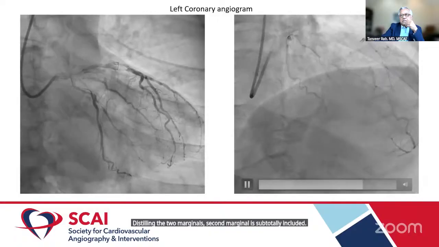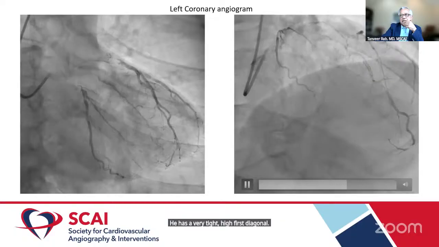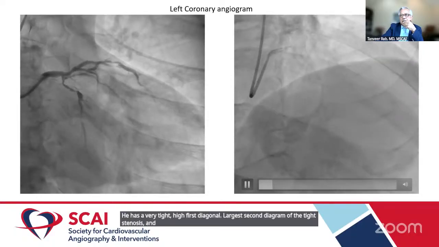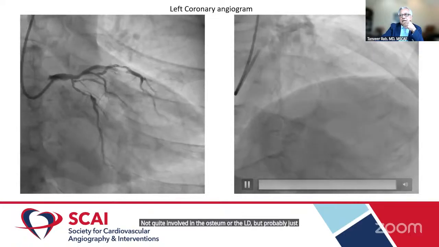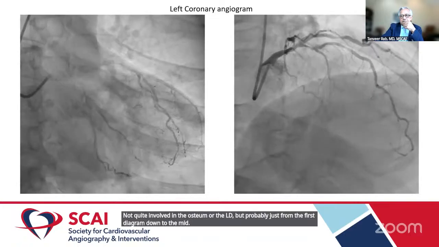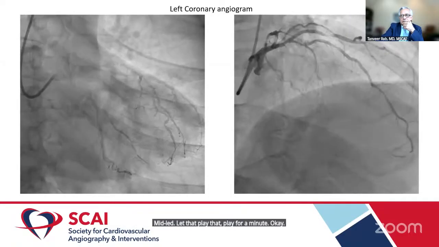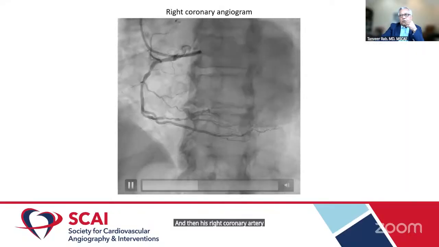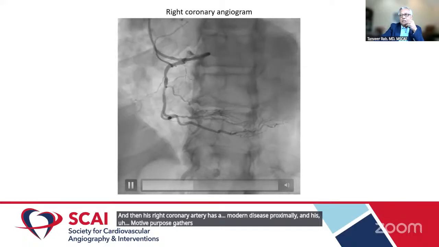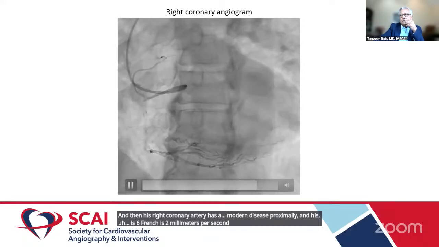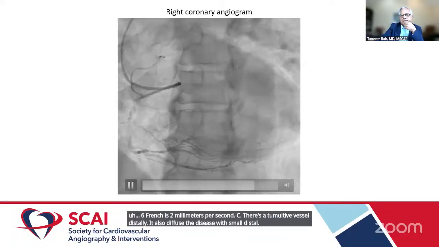On the left side, you'll see that he has a very tight, high first diagonal. The largest second diagonal has a tight stenosis, and he's got a long lesion, not quite involving the ostium of the LAD, but probably from the first diagonal down to the mid LAD. His right coronary artery has moderate disease proximally, and his multipurpose catheter is 6 French, 2 millimeters, but as you can see, there's a 2 millimeter vessel distally. We also see diffuse disease with a small distal right system.